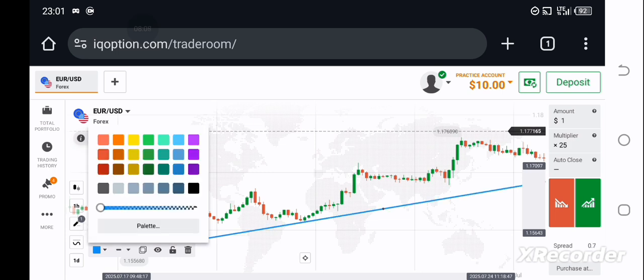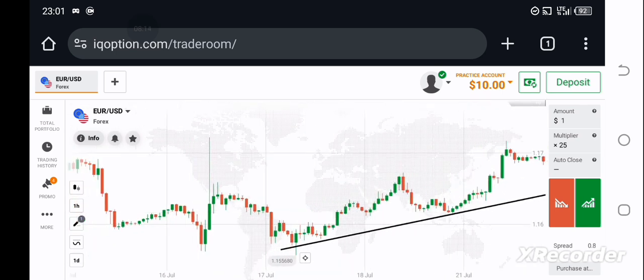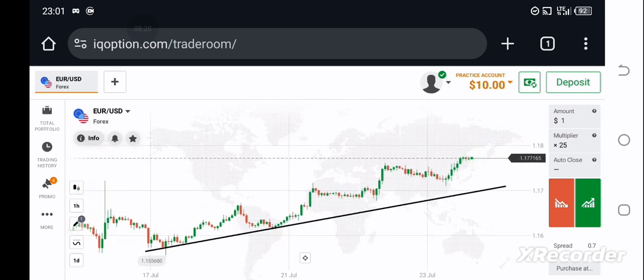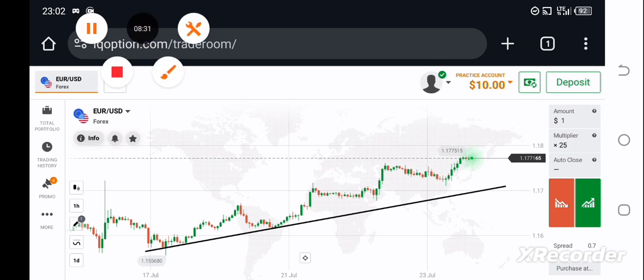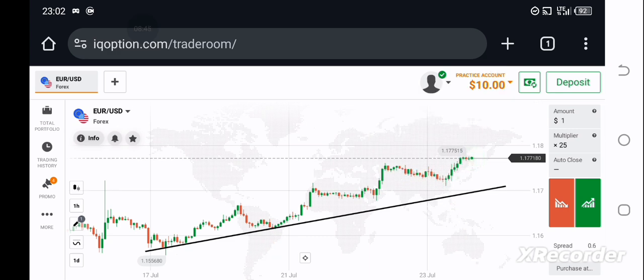Let me just make it dark and bold. So in this situation the trend is not really that clear, so you may find it difficult plotting the trend lines. Looking at this level, you are expecting the market to touch the next point, which is here, because you have connected here and here already, but the market didn't get to this point before reversing. Sometimes it happens.